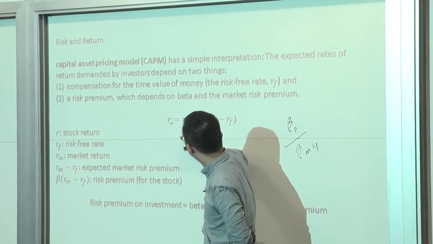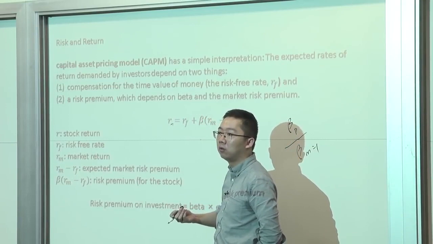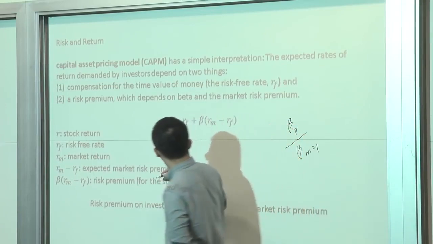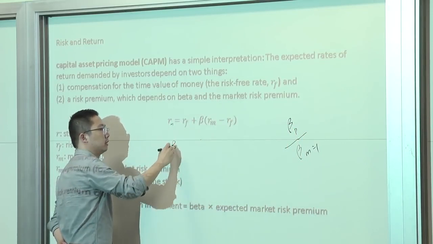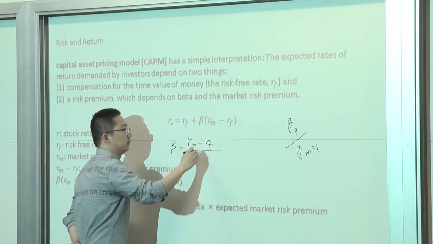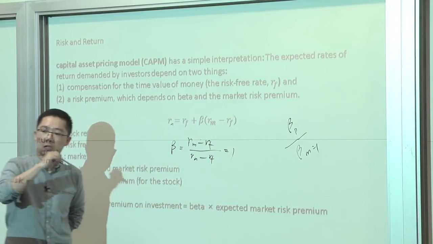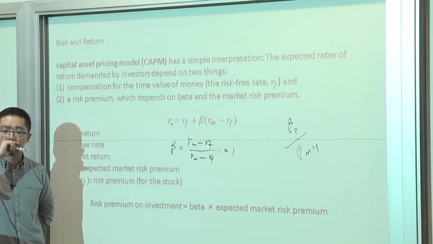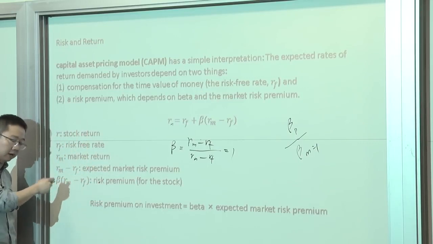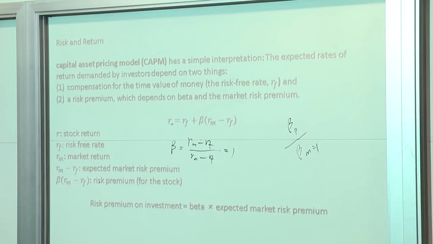So RM. If we are holding a market portfolio, we naturally require an RM on this portfolio, right? So the beta for this market portfolio is just RM minus RF divided by RM minus RF, which is 1. So the risk premium for the market is RM minus RF.